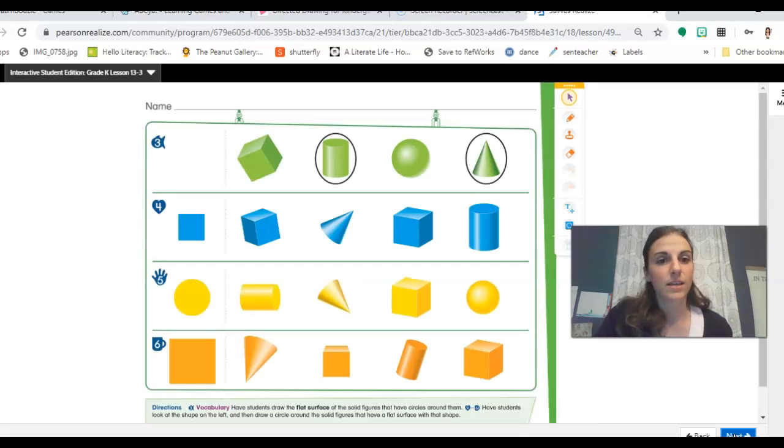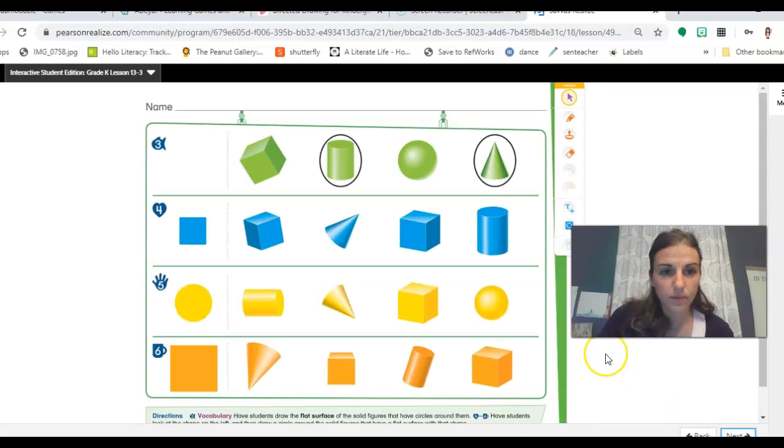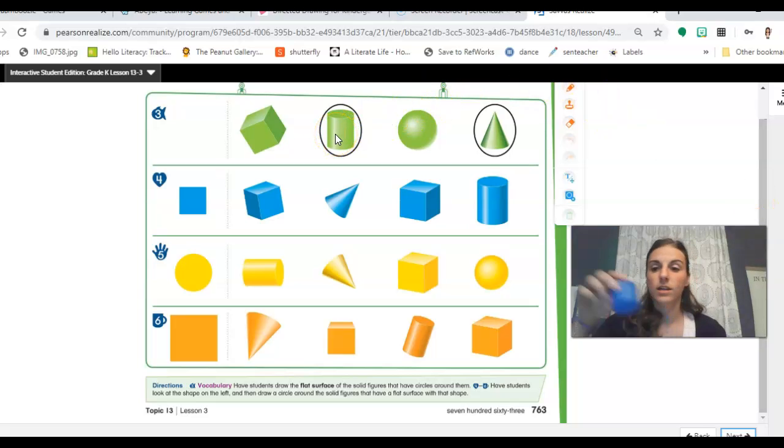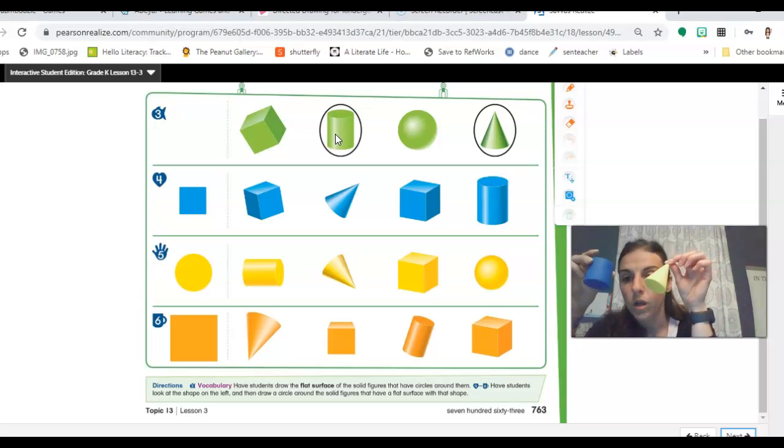All right. Number 3. So let's look. This is what they say here. Draw the flat surface of the solid figure that is circled. So they circled the cylinder and the cone. Which shape is the flat surface on both of these solid shapes?